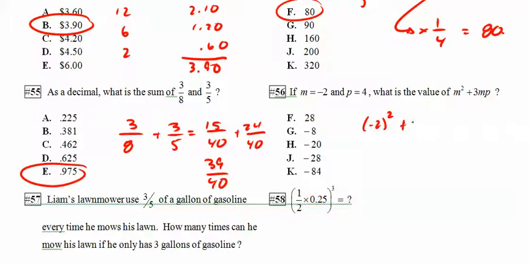-2 squared plus 3 times -2 times 4. 4 minus 24, -20.